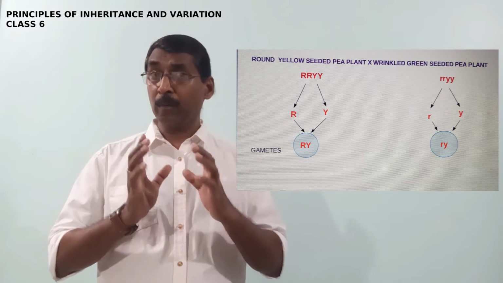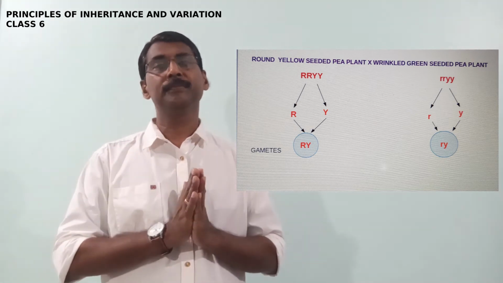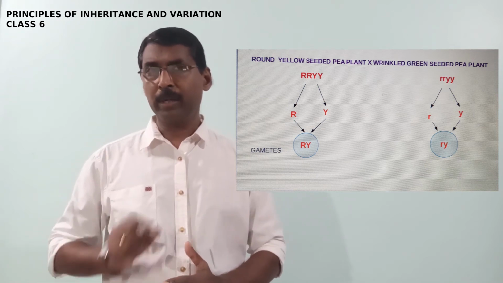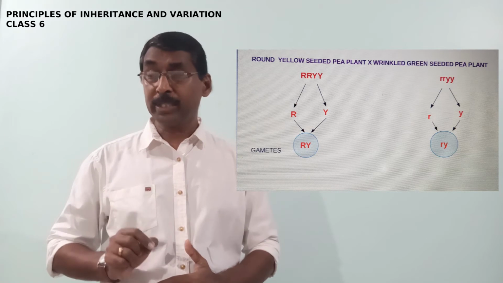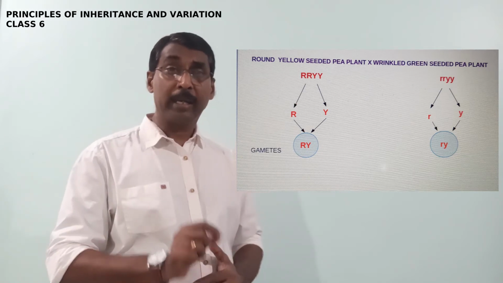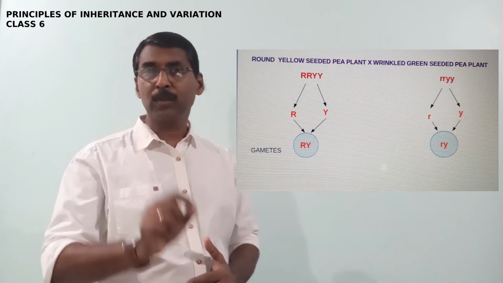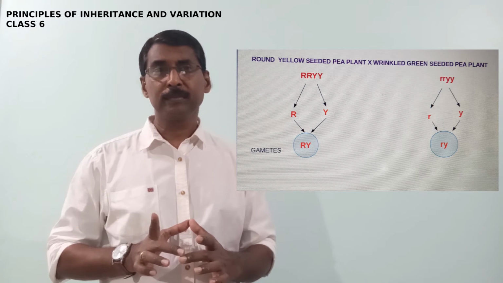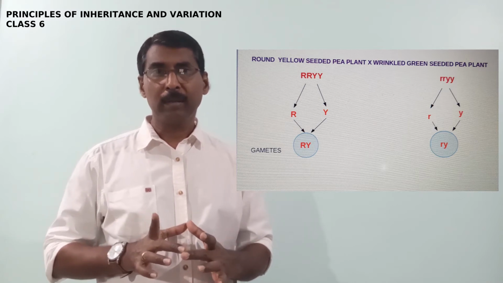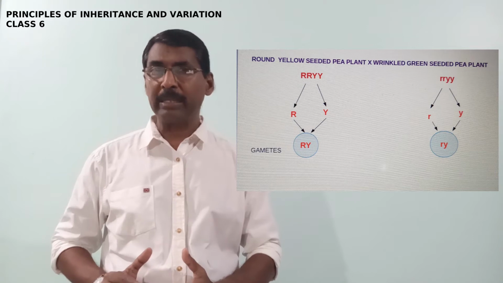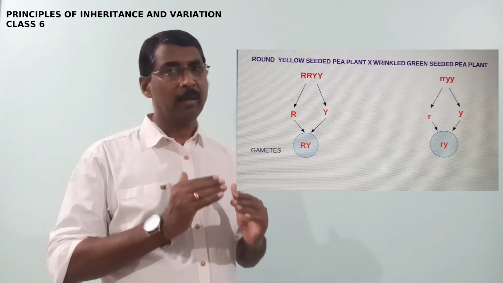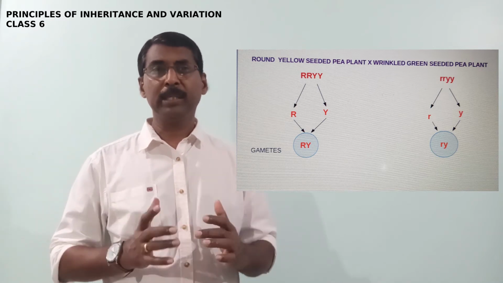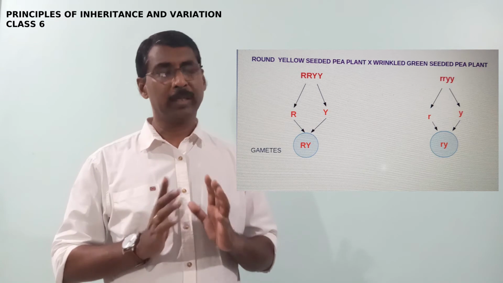So as far as a round yellow plant is considered, its gamete should contain one allele for roundness, round shape, and an allele for yellow color should also be there in the gamete. So the gamete should contain an allele for the round trait and one allele for yellow color. So the gamete is capital R, capital Y.